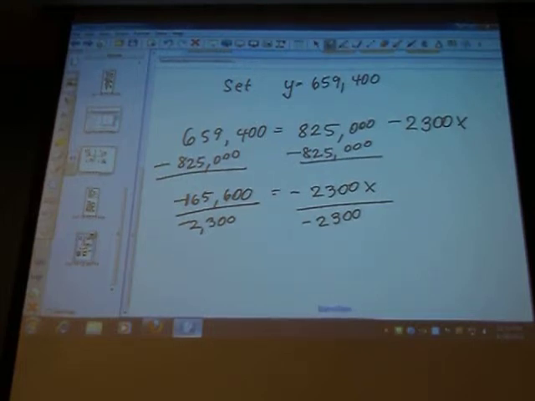Now, be careful with your negatives here. If you have negative divided by negative, it should be positive. So the answer, if I'm talking about months, should be positive anyway, because negative months doesn't really make sense. So 72 months is how long it would take for it to depreciate to that.